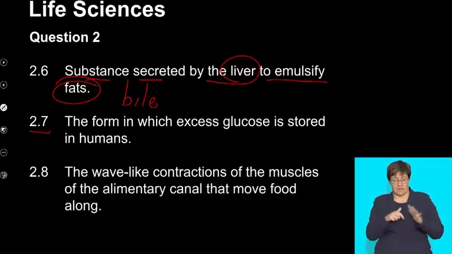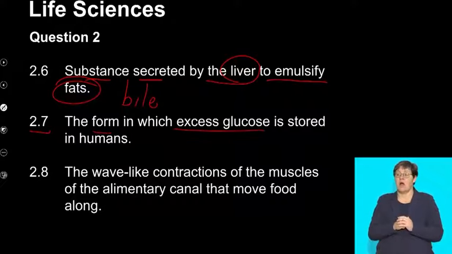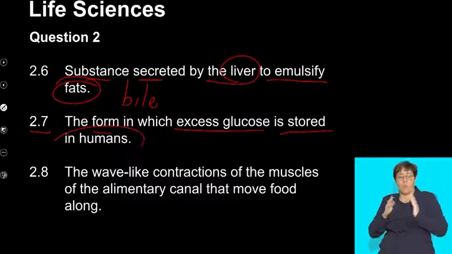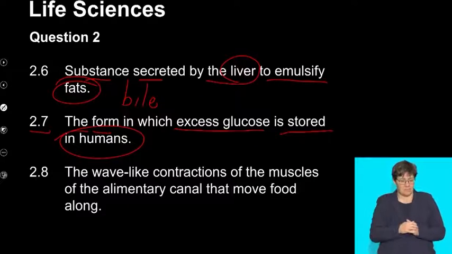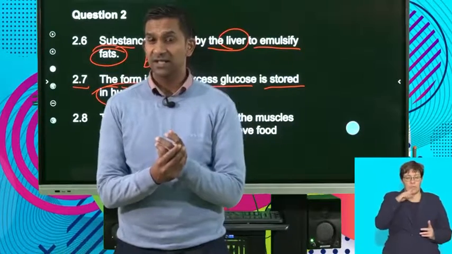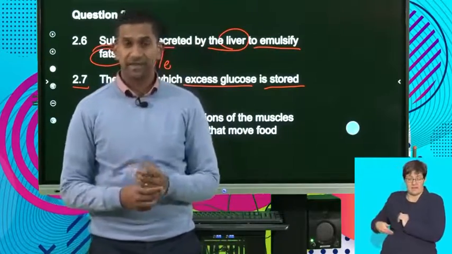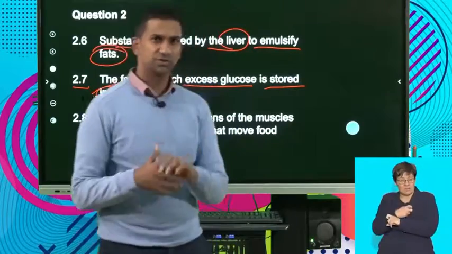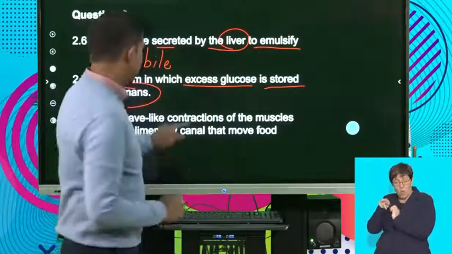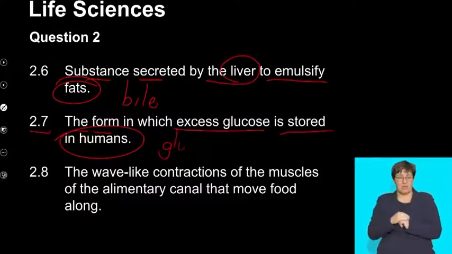2.7. The form in which excess glucose is stored in humans. Guys, we mentioned that when the body consumes or uses large amounts of glucose, the excess glucose is stored in the liver. And that complex glucose molecule which is stored in the liver is called glycogen.